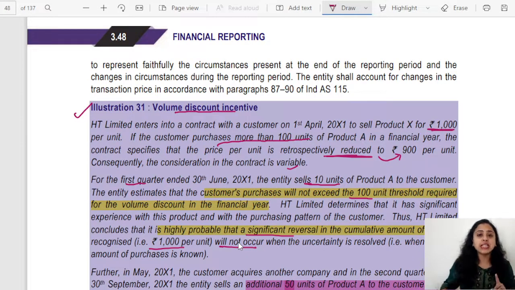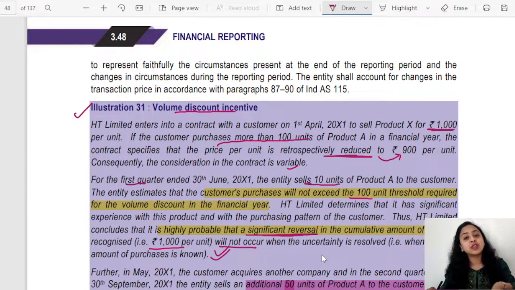So here it is telling, since you have just sold 10 units, you are not in a position to get the reduced price benefit. So therefore, you should record the revenue at rupees 1000 per unit, and thereby it is highly probable that the significant reversal will not occur. When the uncertainty is resolved, what does this mean? It means when the actual figures will be known, at the end of the period. When the uncertainty is resolved, you will not be in a position to reverse the amount that you have recorded, that rupees 1000 per unit.